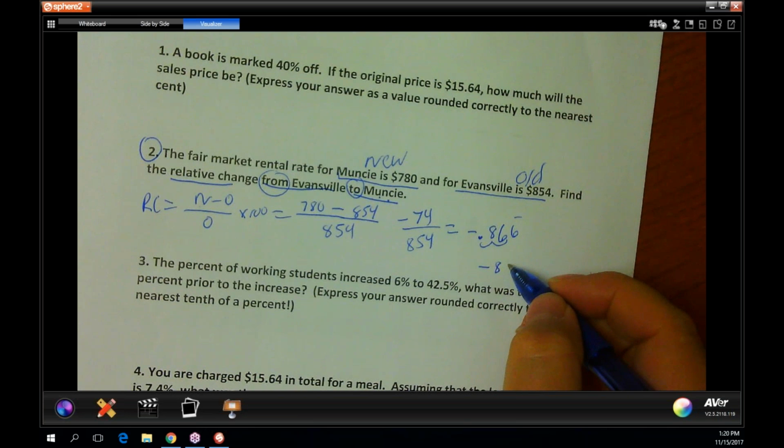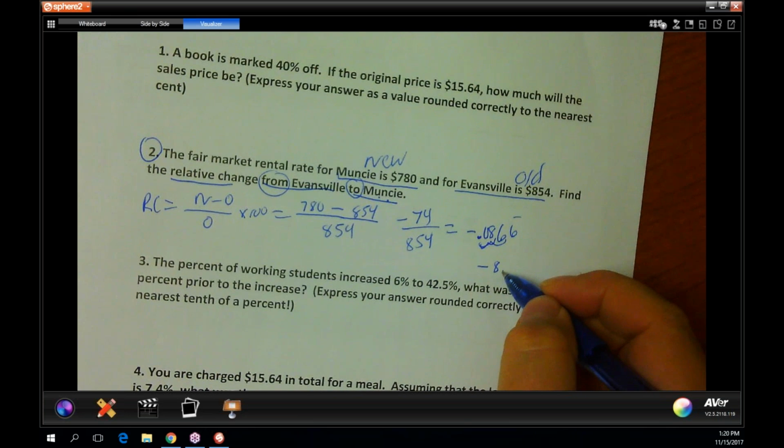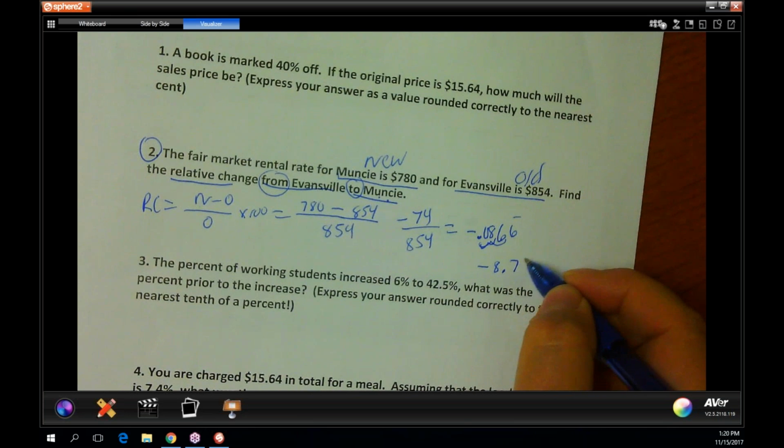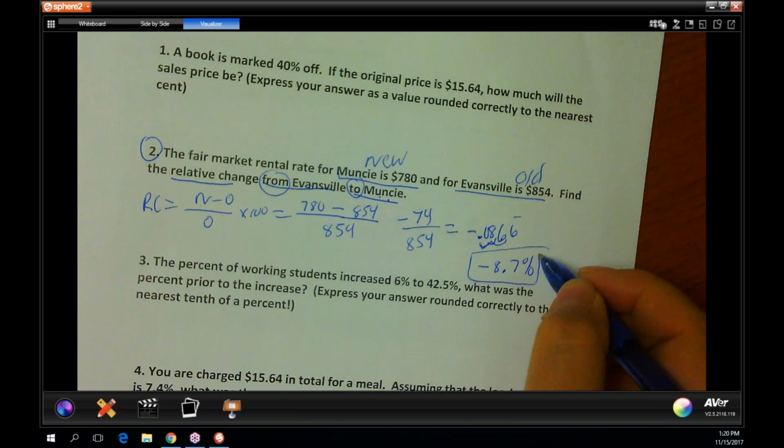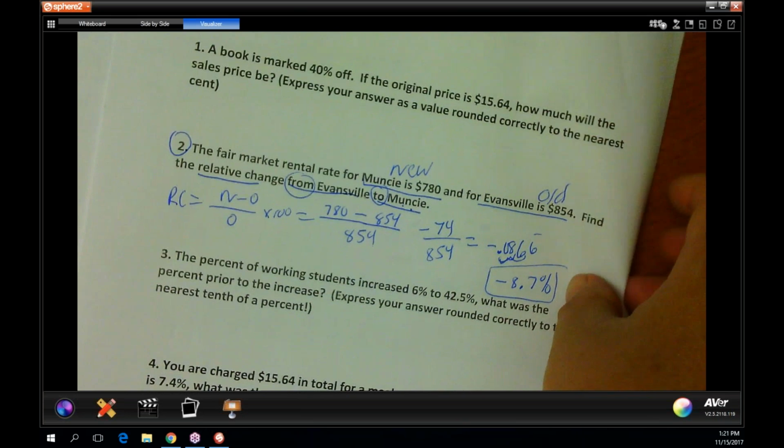Negative, oops, there's a 0 there. Boom, boom. 8.7%. Okay, those of you that had a different answer, do you see what you did? You need to label. Okay.